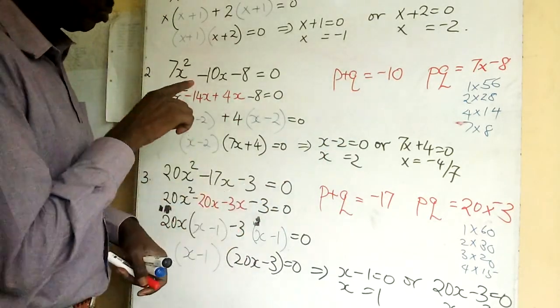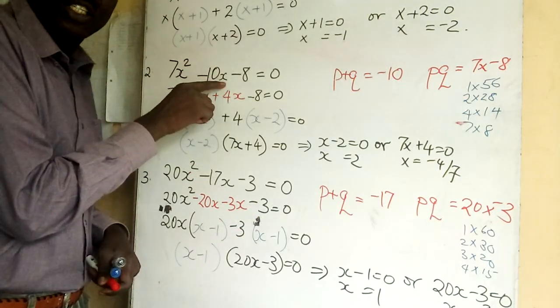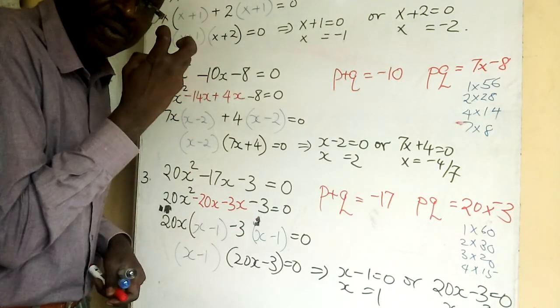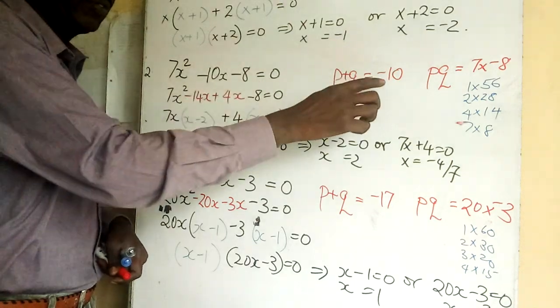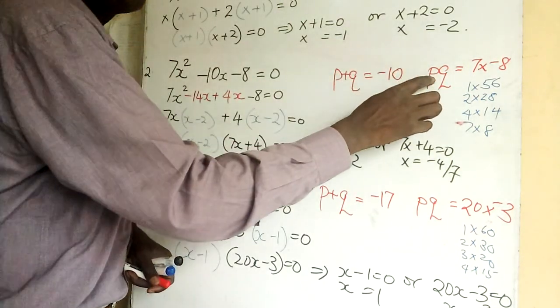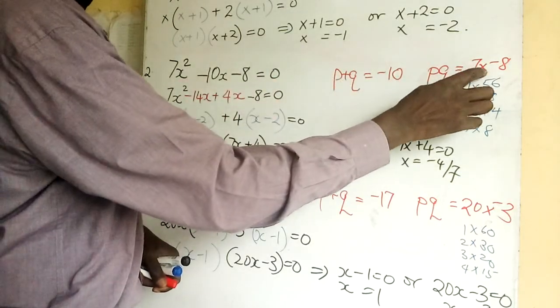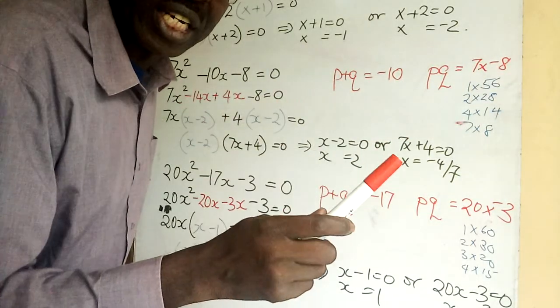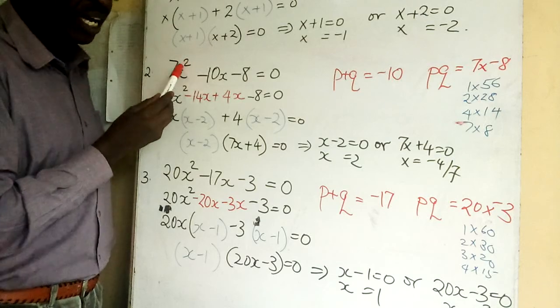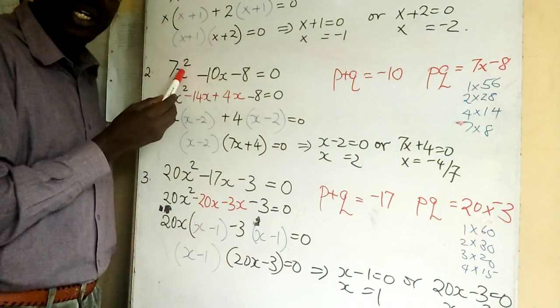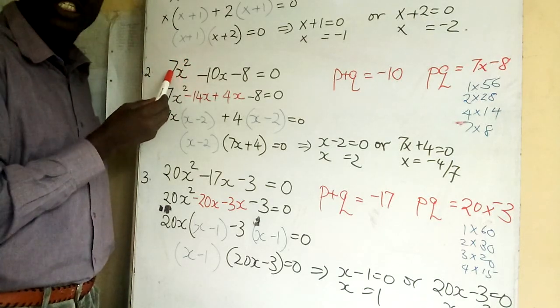The middle number, this. Don't put x, put the figure, negative 10. And then PQ, the product, is equal to 7 times negative 8. I want you to understand, this is the second degree I am referring to. So its coefficient is 7 there.